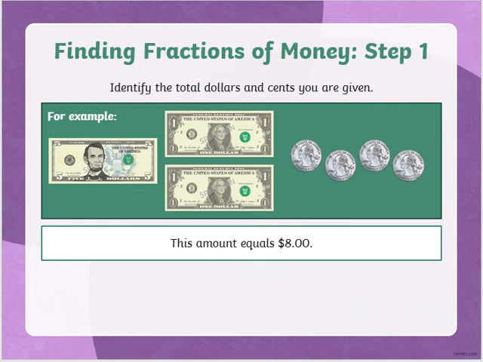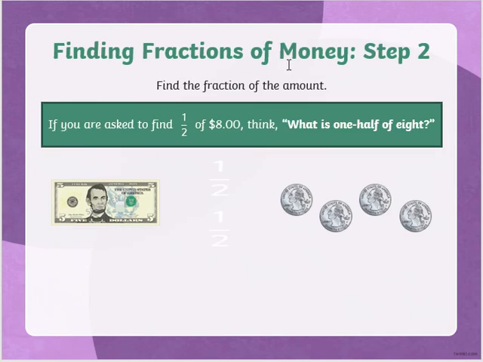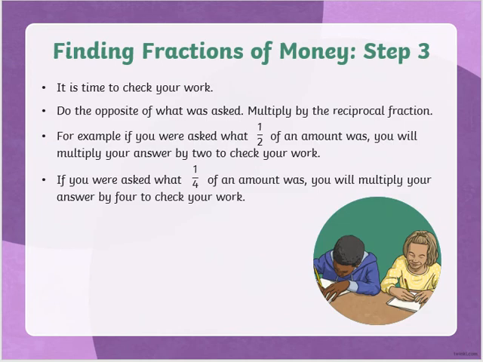Now that we know how much money we have, we want to find a fraction of that money. So if you are asked to find 1/2 of $8, then you need to think, what is 1/2 of 8? You say 8 divided by 2, and that equals 4. So $4 is 1/2 of $8.